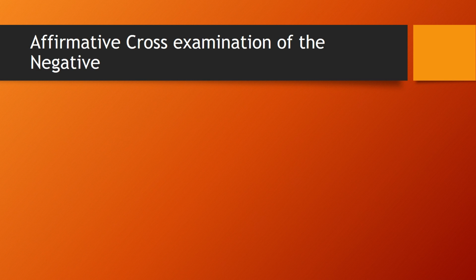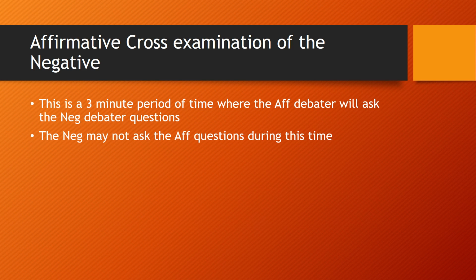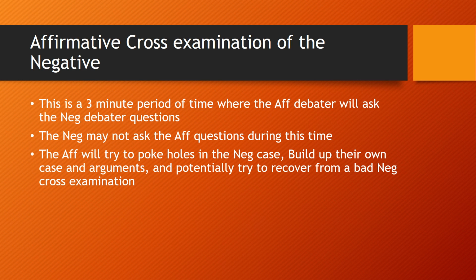The next speech is the affirmative cross-examination of the negative. Just like the other one, it's 3 minutes. It works pretty much the same way as the other cross-examination. The only difference is this time it's the AFF asking the neg questions. The neg can ask the AFF questions during this time. The AFF tries to poke holes in the negative case, build up their own arguments, and potentially here they can try and recover from a bad cross-examination that they had earlier. And what this means is if they had a really bad cross-ex, this is the place for the AFF to try to look strong again in the debate round.